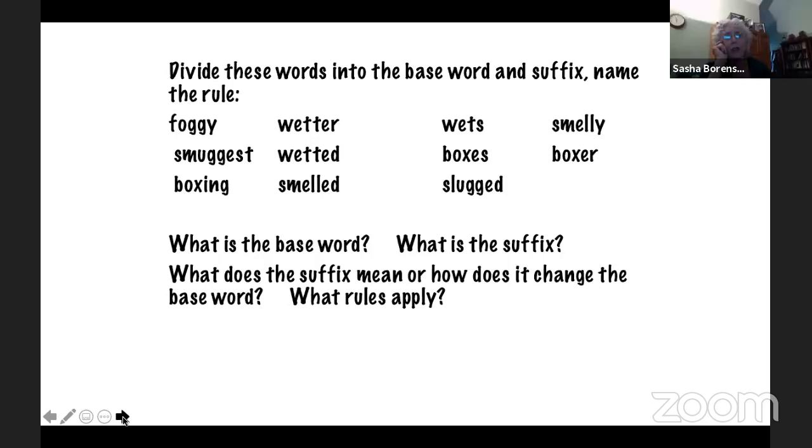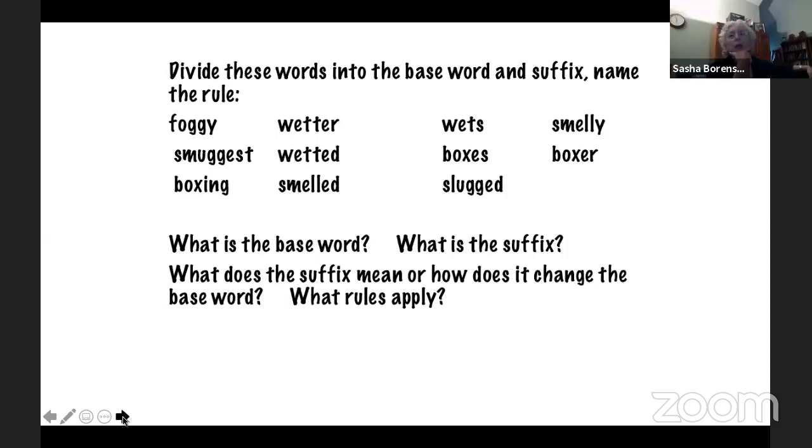Why are there two G's there? Because the second G is protecting the U from that vowel. And what rule is that? The doubling rule. Okay. It's the same thing. Wetter. Deb, wetter. What's the base word?